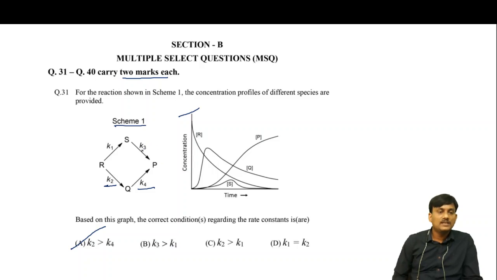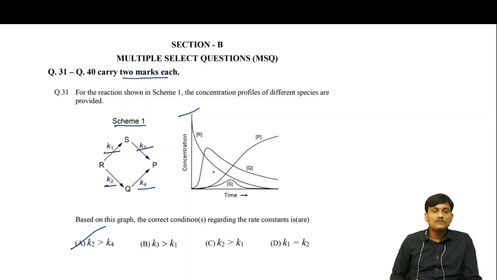And option B, K3 is greater than K1. What is K3? Conversion of S into P, and K1 is conversion of R into S. So this is the concentration change of S with time. If you take conversion of R into S, there is an increase in concentration of S, but it takes more time to increase the concentration of S.